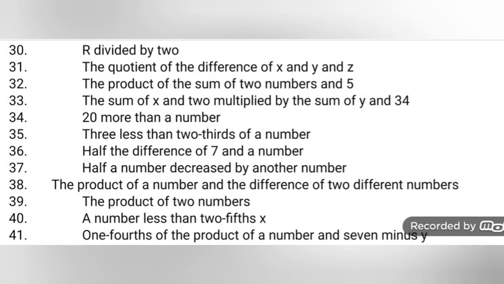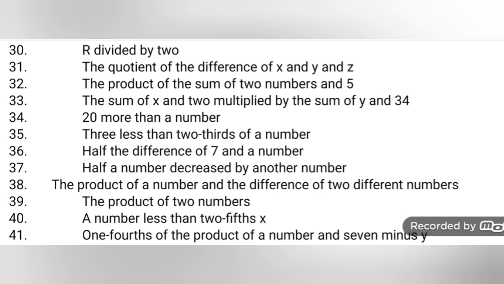3 less than 2/3 of a number, so less than again, we work backwards. So 2/3 of a number is 2x over 3, and then minus 3, kasi 3 less than 2/3 of a number.